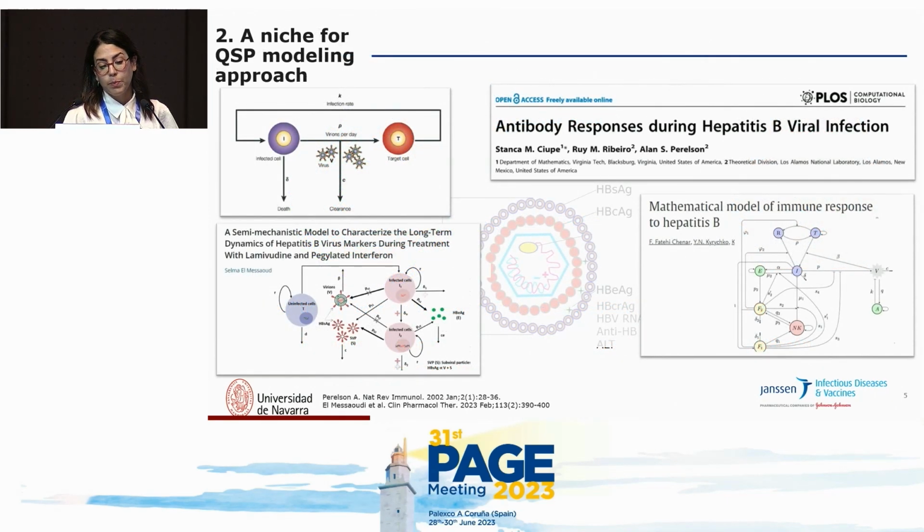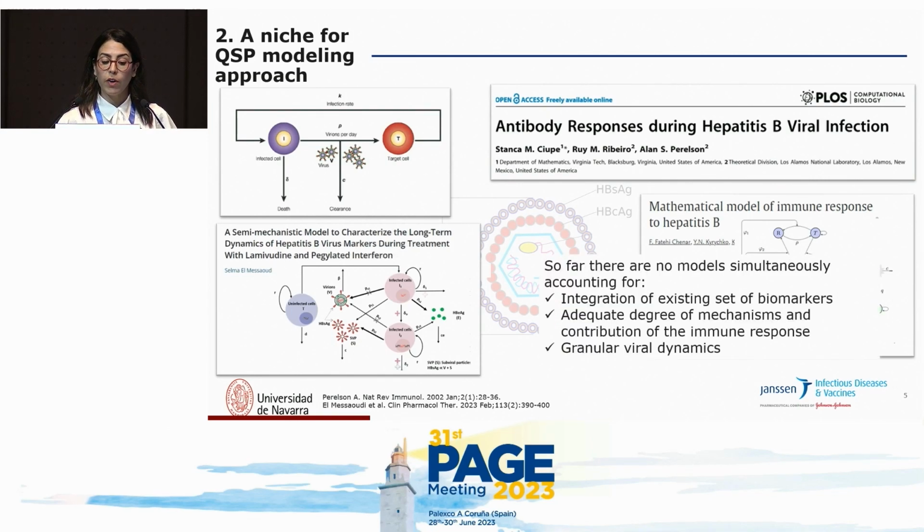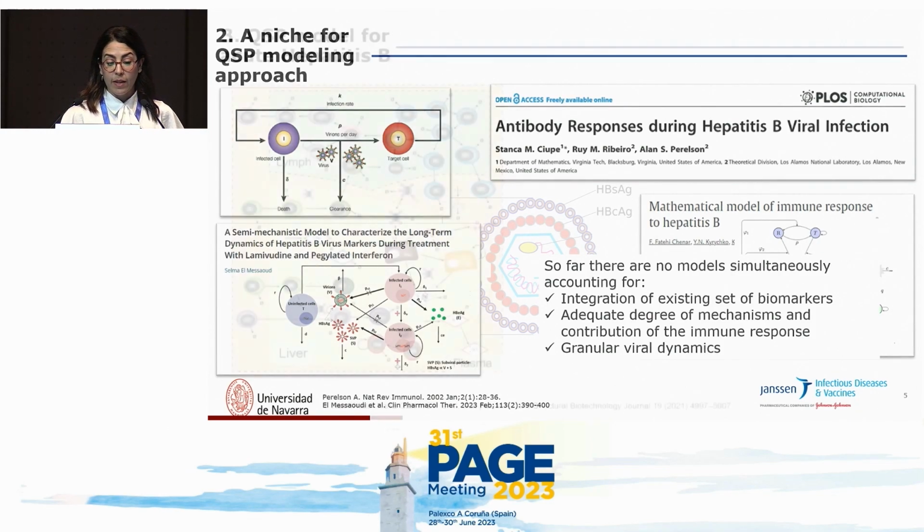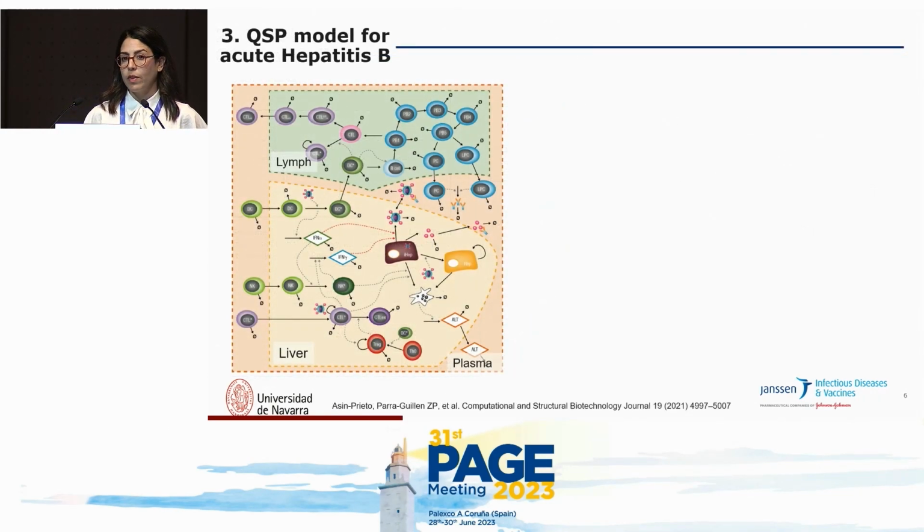Different mathematical models have been published in literature with different model complexities, mostly data-driven models, but so far there are no models that simultaneously account for integration of the existing set of biomarkers, the adequate degrees of mechanisms and contribution of the immune response to the chronic disease, and viral dynamics with enough granularity.